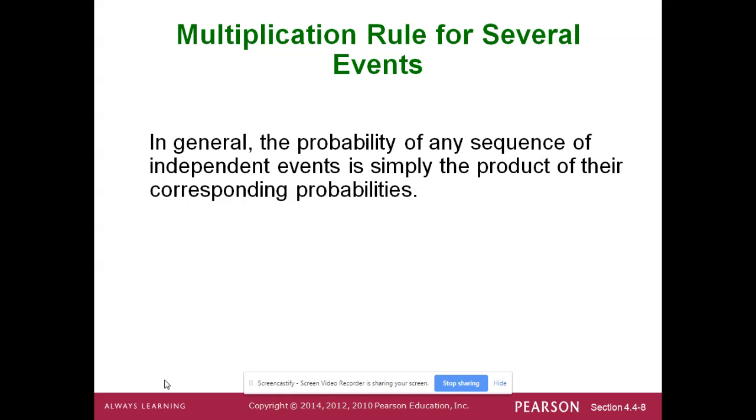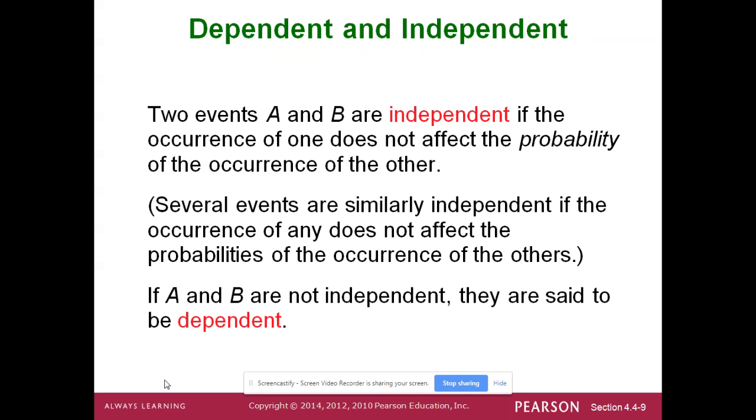Multiplication rule for several events. Probability of any sequence of independent events is simply the product of their corresponding probabilities. So if I told you to roll a die 5 times, your probability of rolling a 2 each time is 1 out of 6, right? Every time you roll, it's the same probability. So if I told you to do that 5 times, what's the probability of rolling a 2 every single time? It'd be 1 out of 6 times 1 out of 6 times 1 out of 6, 5 times. So that's just independent events. It's simple to do the probabilities. You're just going to multiply those together.